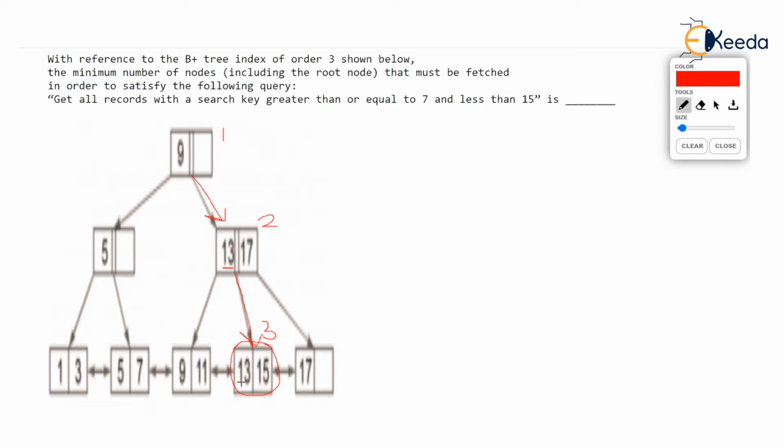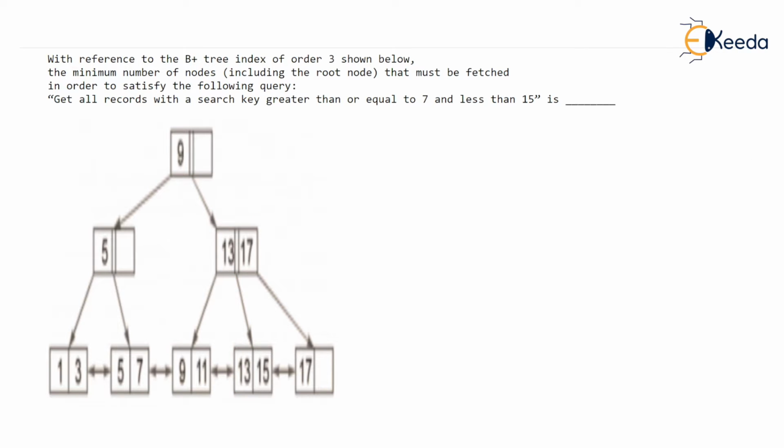I hope you are understanding. Otherwise, if you didn't know this, you would say, okay, we want to search 13. 13 is there just to the right of 9, isn't it? And you would end up saying that 2 nodes are accessed to search 13. That's wrong. To search 13, you have to reach the leaf. So 3 nodes are accessed if you want to search only 13. Okay, enough. I hope you have understood that.